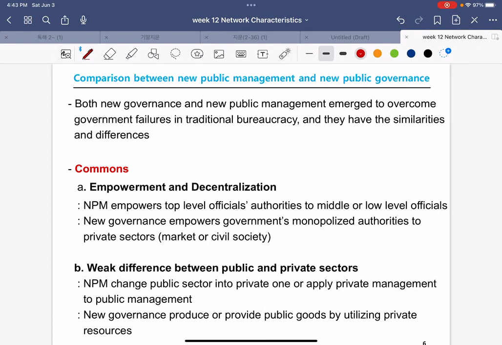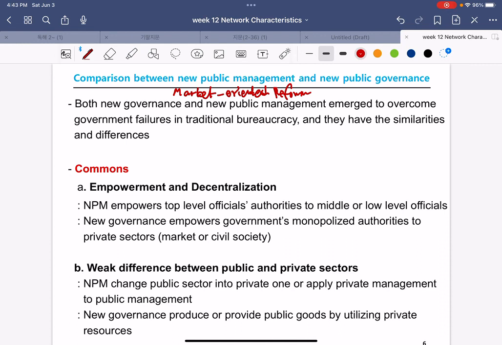Also, we can compare with the new public management. What is the new public management? This is market-oriented reform. These are two types of public reforms which were recently adopted, but they have similarities and also differences, right? Okay, so what are the similarities between new public management and new public governance?